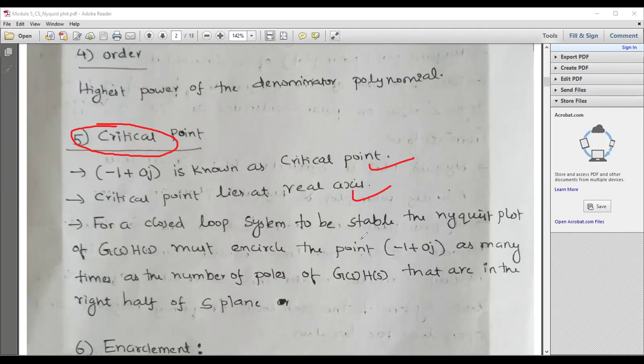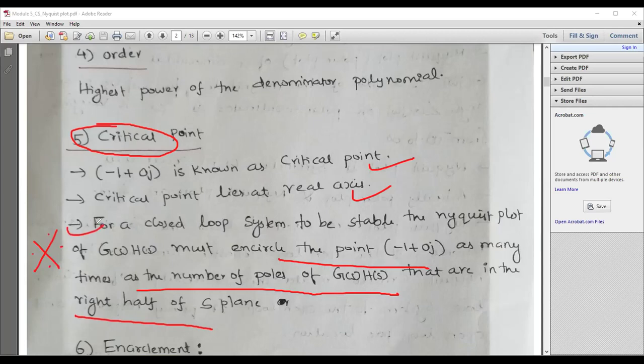For a closed loop system to be stable, the Nyquist plot of G(s)H(s) must encircle the point minus 1 plus 0j as many times as the number of poles of G(s)H(s) within the right half of the S plane. This is the stability criteria. Please note down this definition, because in most textbooks you may get a similar kind of definition. So this criteria will be followed for stability.